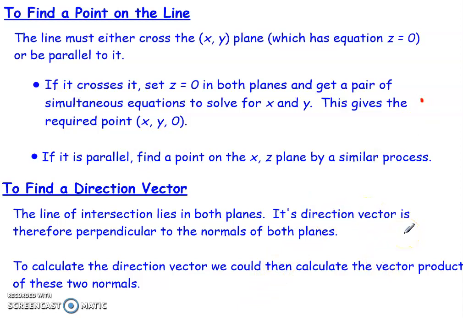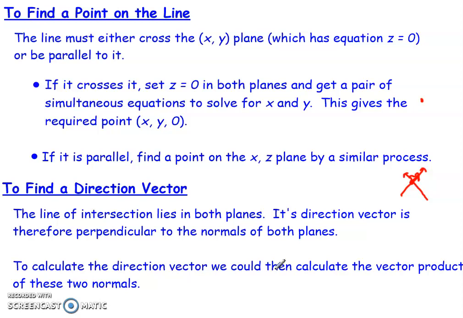Now because the line of intersection lies in both planes, its direction vector has to be perpendicular to the normals of both planes. So if you imagine there is one normal to a plane pointing in that direction, and there is the normal to another plane pointing in that direction. If this represented where the line of intersection was, the direction vector of that would point there, so it's perpendicular to both of these vectors. So in order to do that, what we have to do is calculate the vector product of the two normal vectors, and that will give us the direction vector of our line.